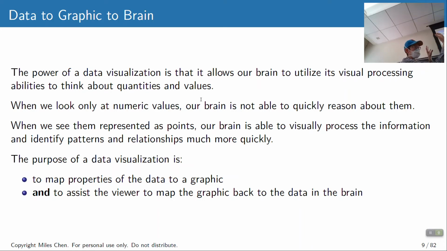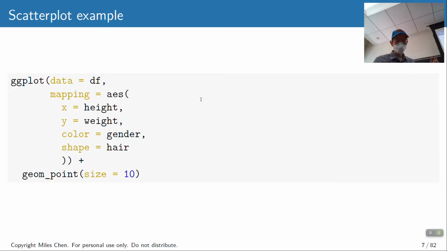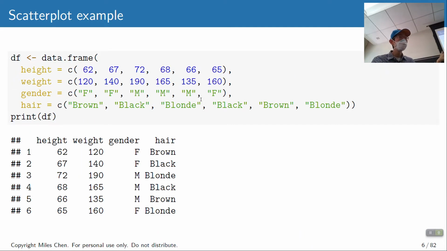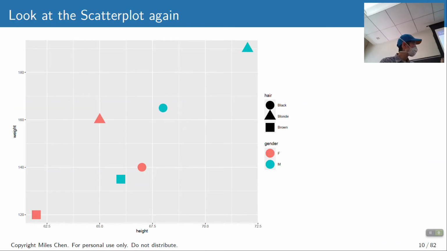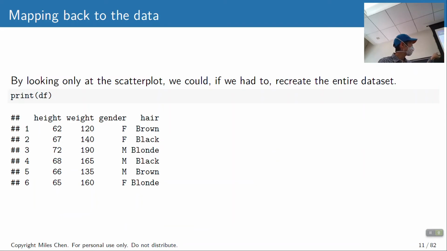The person has to be able to look at the graphic and recreate the data in their brain, hopefully in a quick way. It's like this translate process, right? You've got the data, and you can enter it into your brain directly by staring at this, okay? Or the other is you can create a visualization. You go from the data to the visualization, and then when you look at the visualization, you're able to receive the data, okay? So again, looking at the scatter plot, we can go point by point and recreate the entire data set if we needed to, okay?